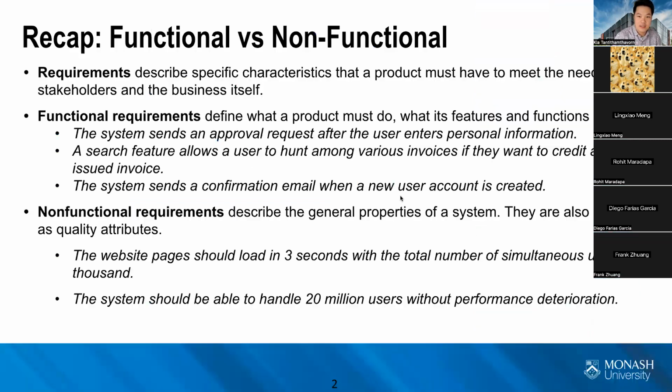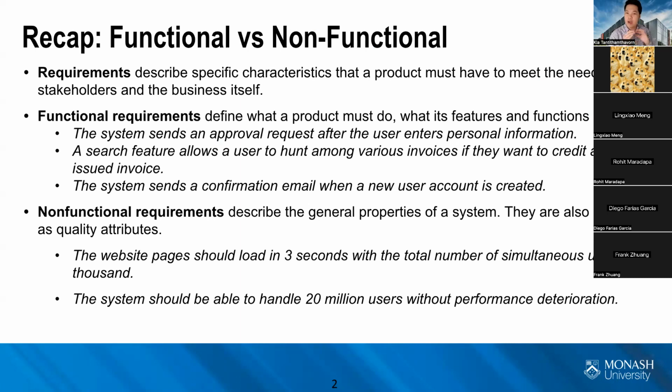Okay, so just recap. Last week we talked about functional requirements and non-functional requirements, and what exactly a requirement is. We cannot build the software without the requirement. We cannot build the house without the requirement. The requirement is used to describe the characteristics of the software product that we need to meet in order to meet the needs of the clients or the stakeholders.